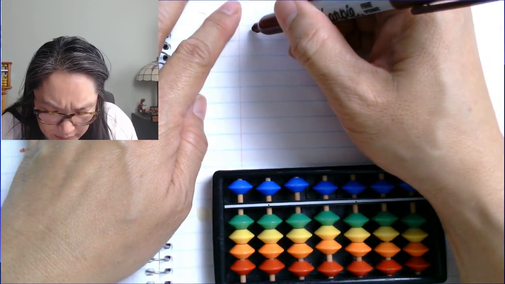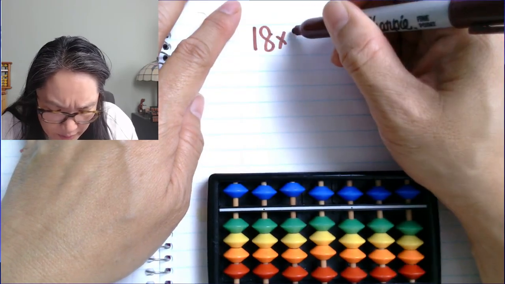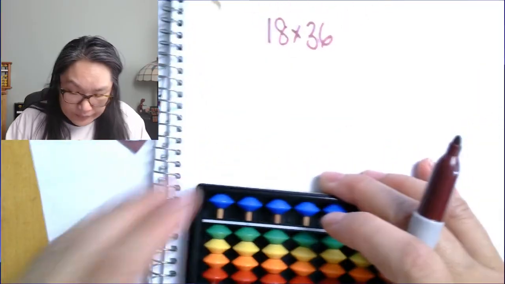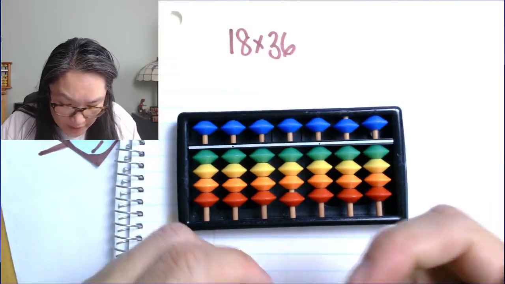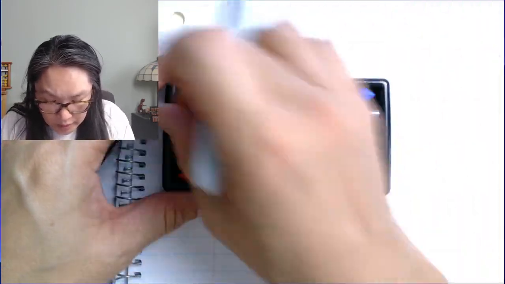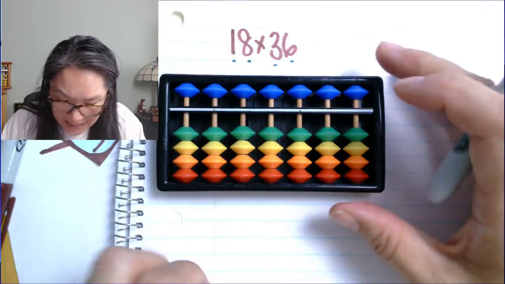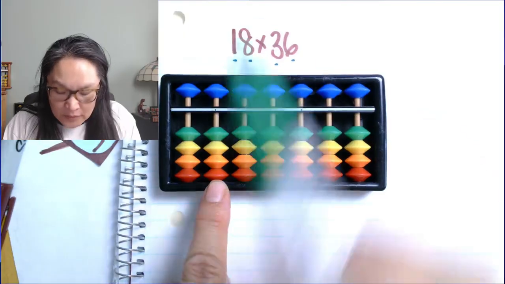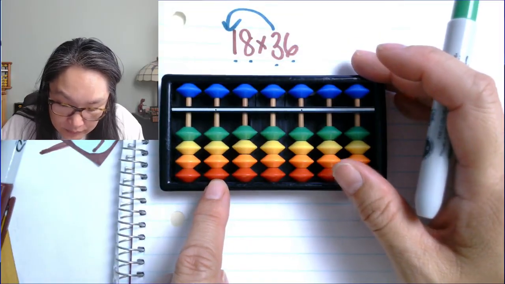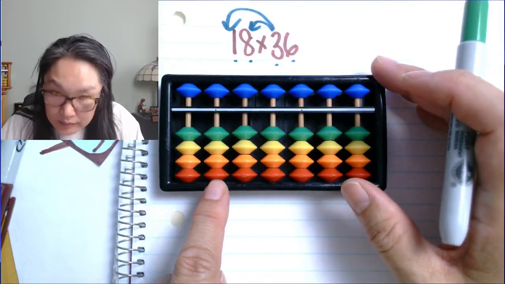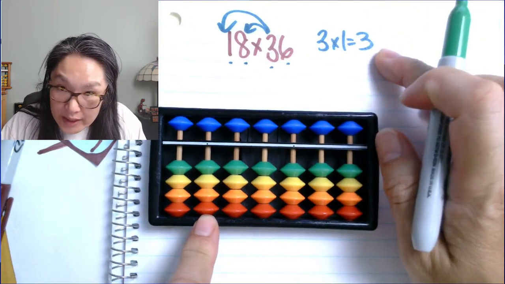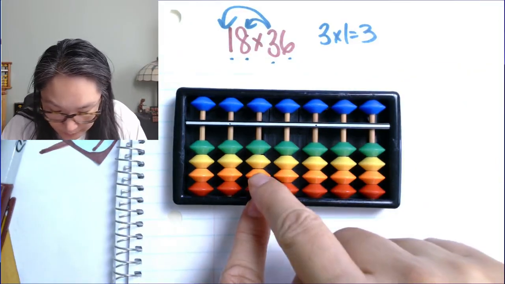Let's do 18 times 36. Double digit. So our place value is 4. 1, 2, 3, 4. So we go here. We're at the 1,000s column. The first thing we do again, left to right. So we do 3 times 1 is equal to 3. 3 is a single digit. I go back one column and I add the 3.